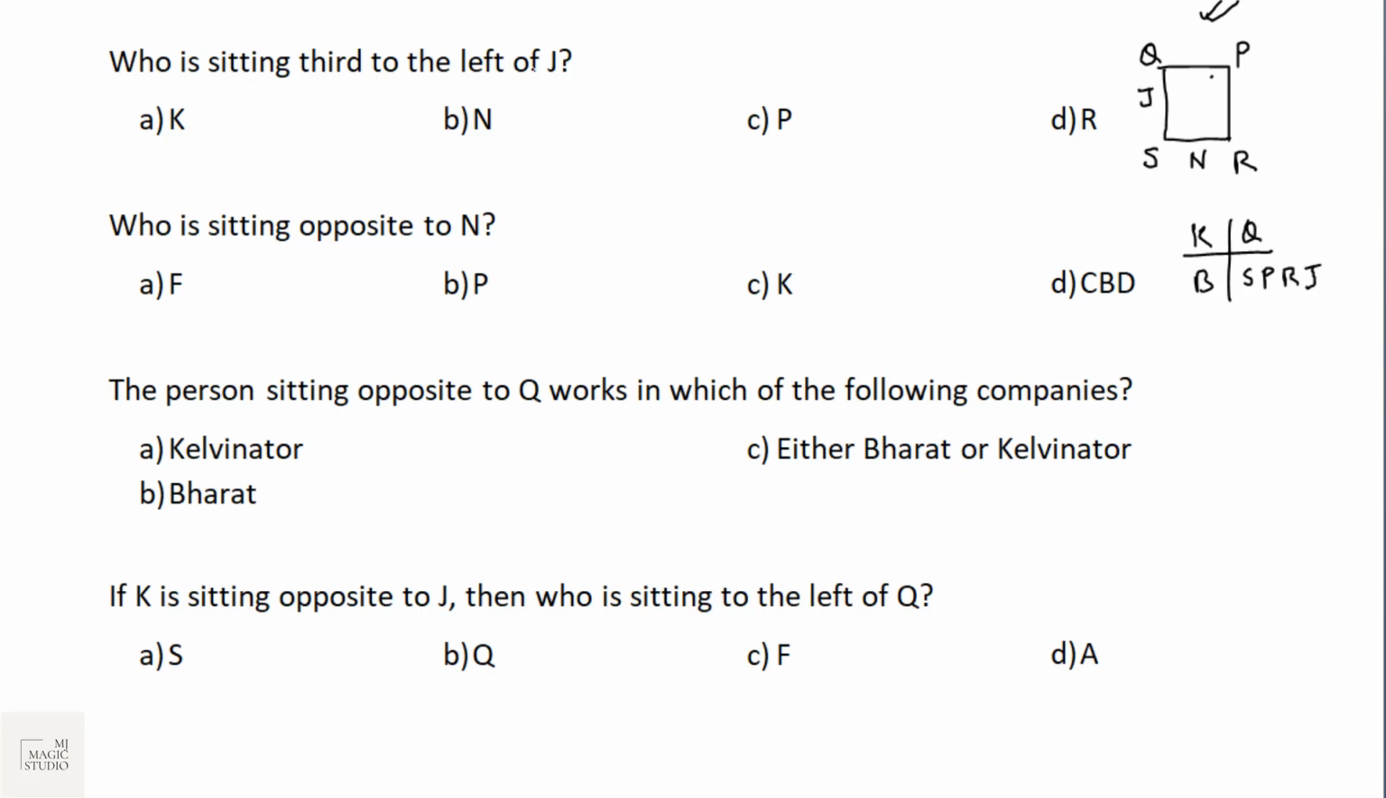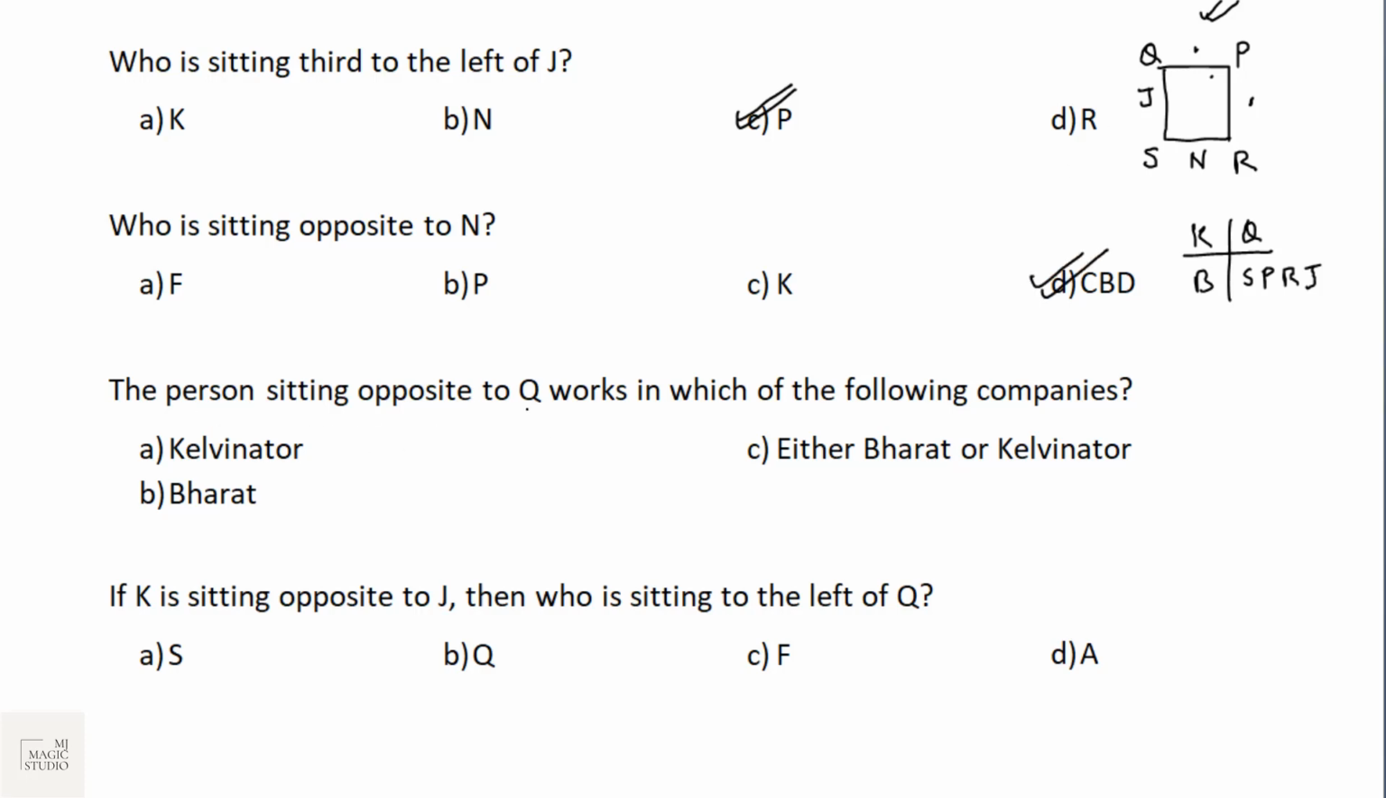Who is sitting third to the left of J? From J towards the center left, 1, 2, 3. Third to the left is P. Who is sitting opposite of N? Opposite of N can be either F or K. That means it cannot be determined.